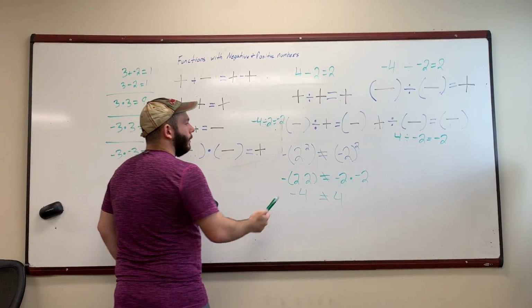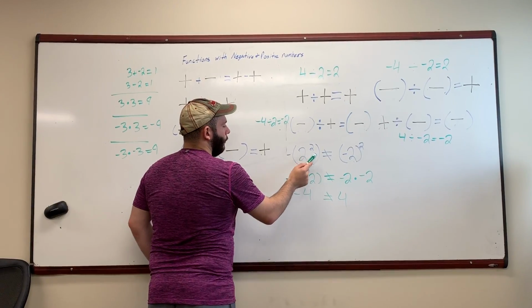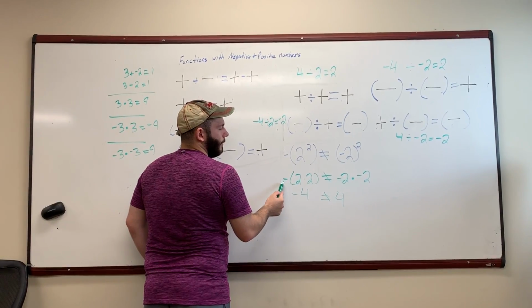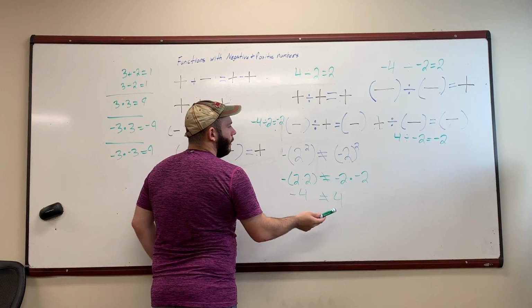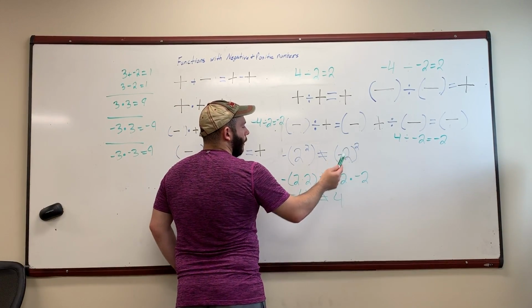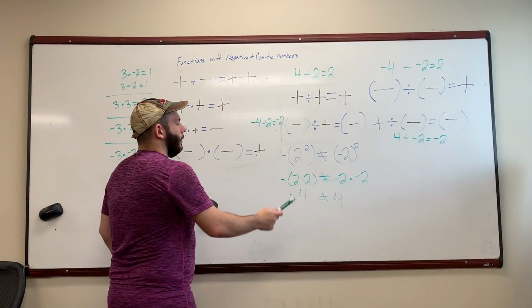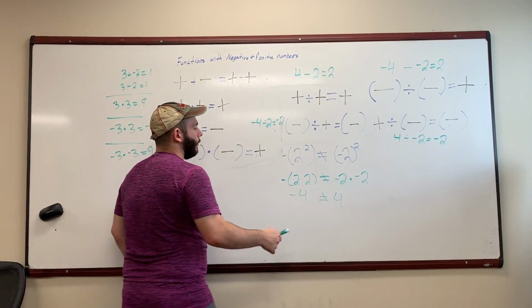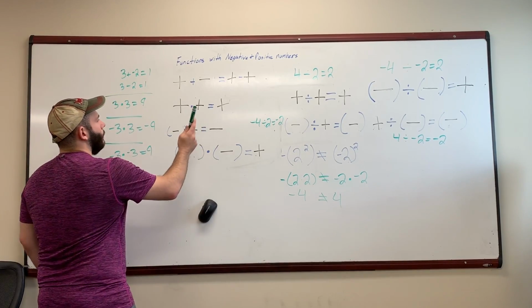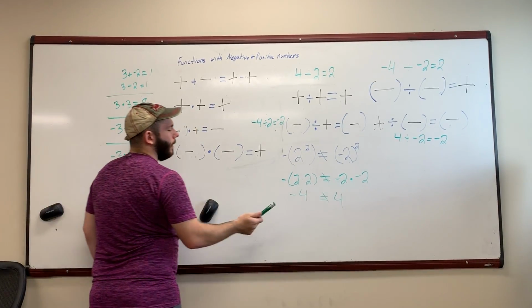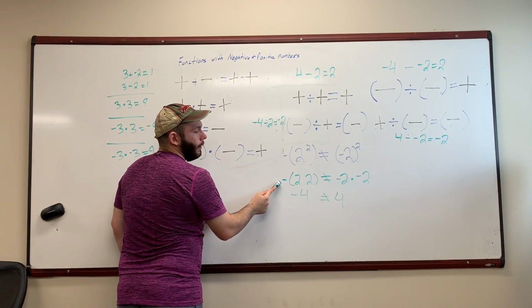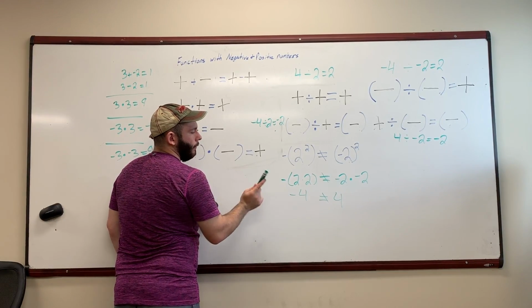If you work this out, we just have 2 times 2 with a negative sign outside of it. Whereas over here, we have negative 2 squared, which would just be negative 2 times negative 2. Well, we know we have 2 times 2, that's going to give us a positive number, like as shown here. But we have this negative sign outside the equation, so this would be negative 4.